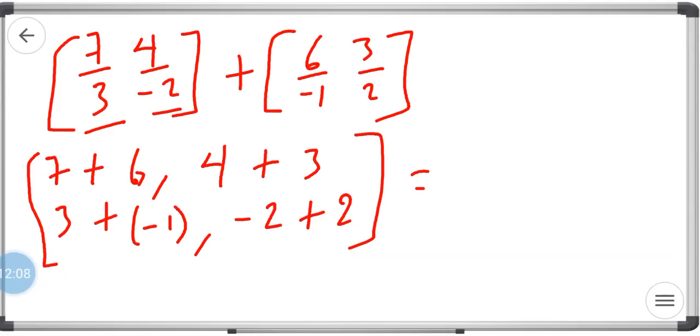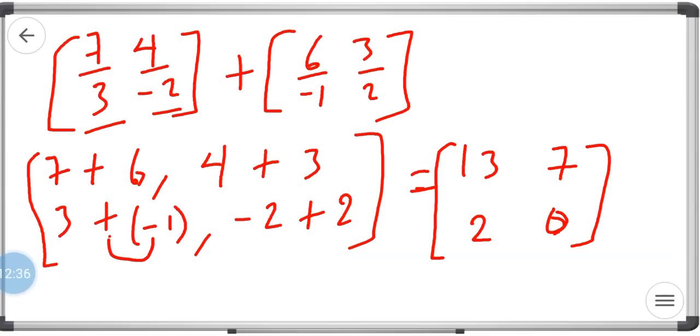So 7 plus 6, that's 13. And 4 plus 3, that's 7. Now from here, we have minus and plus, which means plus multiplied by minus is minus. So that will be 3 minus 1, that's 2. And from here, we have minus 2 plus 2, that is 0. So my final answer is 13, 7, 2, 0. So after adding what we are given, we got 13, 7, 2, 0. Don't forget that we are considering addition under matrices.